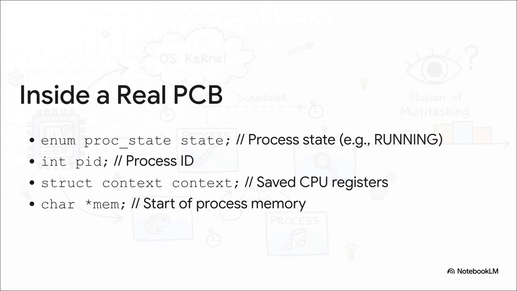And this isn't just some abstract idea. This right here, this is what a PCB actually looks like in real code. This is from a teaching operating system, and this struct proc is that ID card we were just talking about. Even if you don't read C, you can probably spot the things we've been discussing. There's the state of the process, its PID or process ID, and that context thing, that's where it stores all those CPU registers. This is where the theory hits the code.